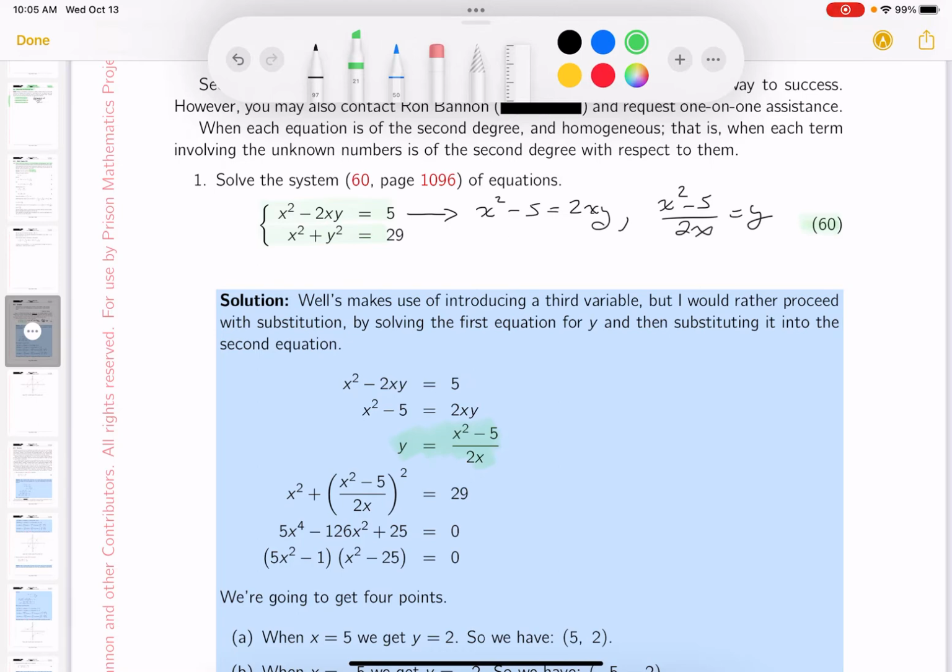Now what would I do? Well, I would take this and pop it in there. Let me go through that work with you. So what do you get? x squared plus, well, I've got to be real careful now, x squared minus 5, squared, over, well, on the bottom you'd get what? You square that, you get 4x squared. Again, we're squaring the y. We'll do that later. Equals 29.